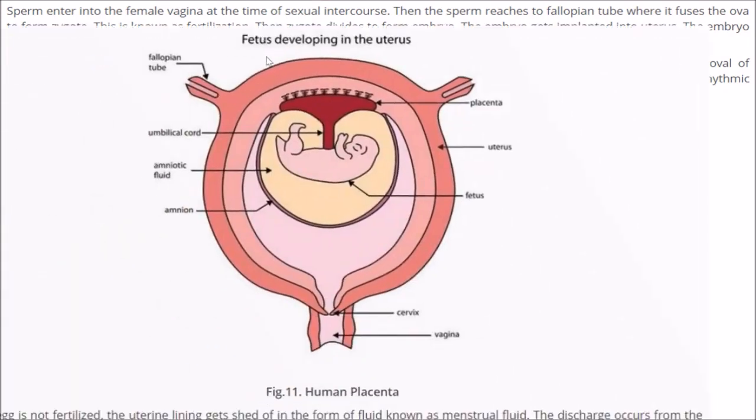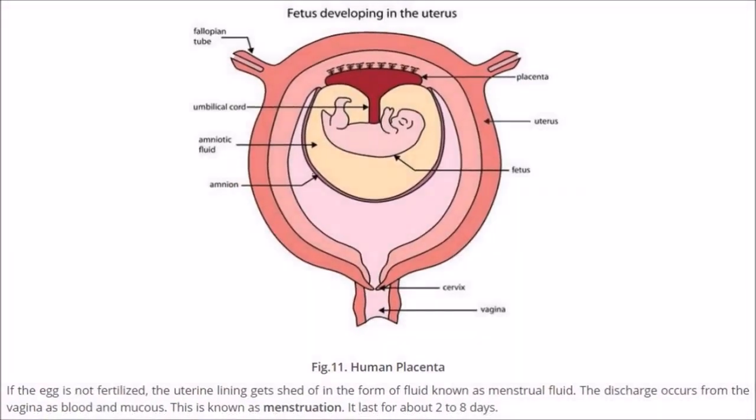So if the eggs are not fertilized, then what happens? The uterine lining sheds off in the form of fluid known as menstrual fluid, and this discharge occurs from the vagina in the form of blood and mucus, and this is known as menstruation, and this may take from 2 to 8 days. Normally it's 4 to 5 days on average.